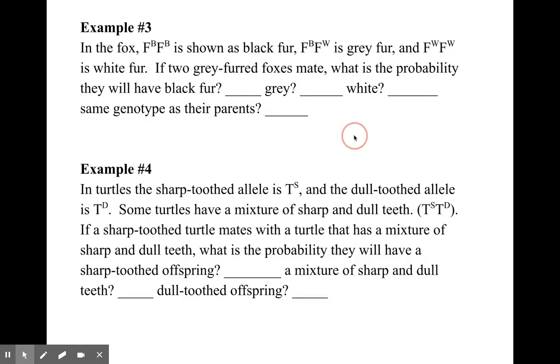All right, so again, we have two example problems that I'm going to work out for you. And I'm going to switch over to the document camera and your notes packet to show you how to do these problems.